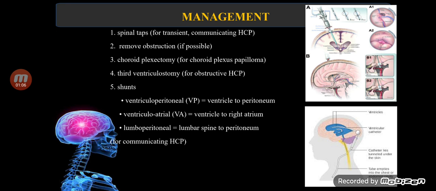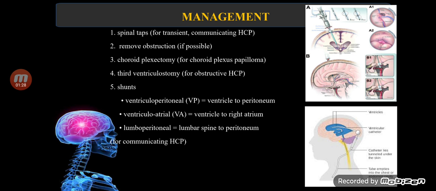A spinal tap for communicating hydrocephalus gives only transient relief. Choroid plexectomy is one of the treatment choices for patients having a choroid plexus papilloma. For patients with communicating hydrocephalus, you may refer the patients for shunt surgery.